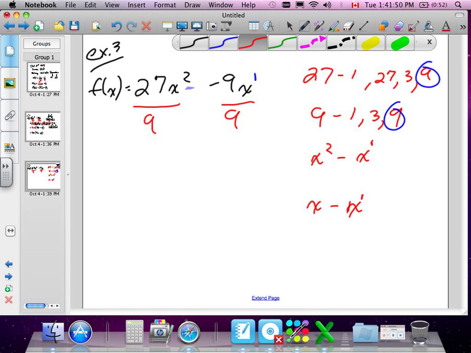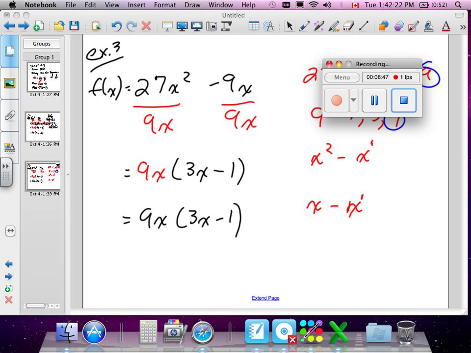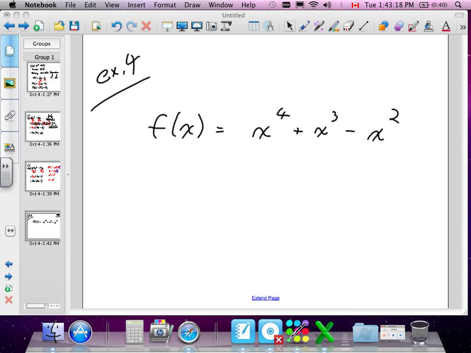So because the lowest one was x to the power of 1, I'm also going to divide all of these by x. Now, whatever I divide by, technically that's the number I put outside the brackets. So my 9x comes outside of the brackets. And I divide these. 27x squared divided by 9x, that's going to give me 3x. And negative 9x divided by 9x is just 1. So the factored form would be 9x times 3x minus 1.